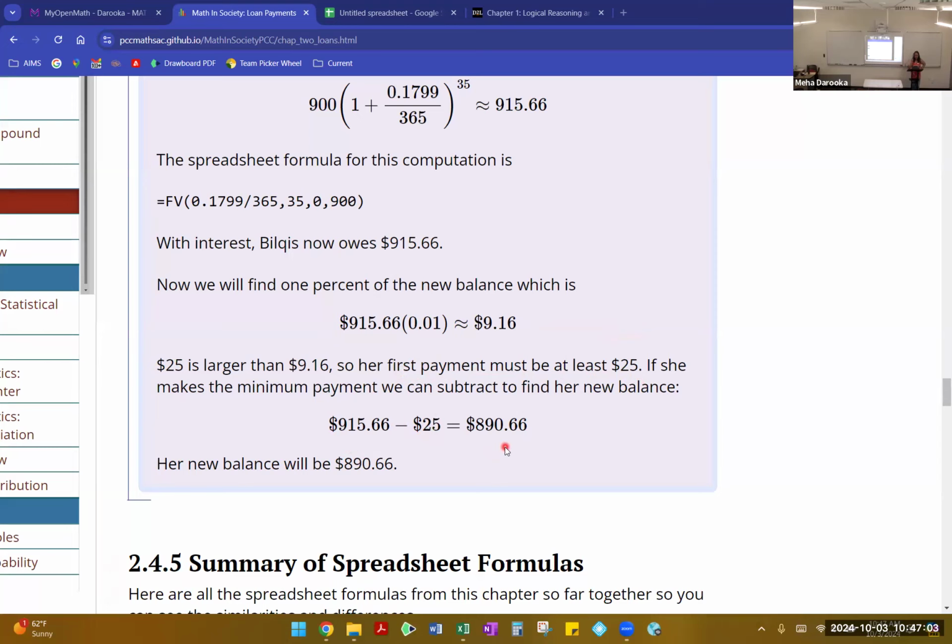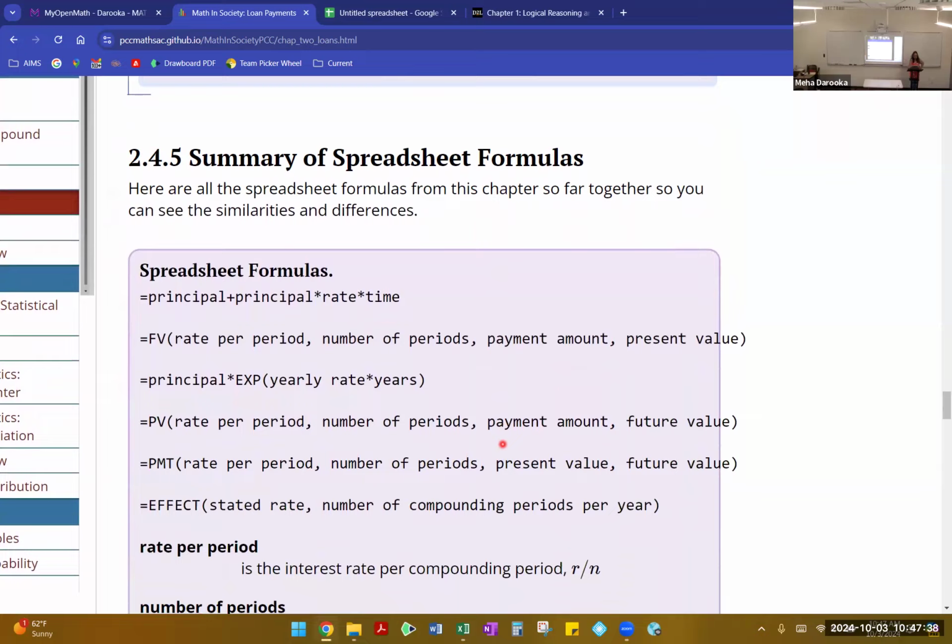That means once you make that payment, the balance on the account will be $890.66. So you can see how this was a two-tiered calculation. We first had to figure out what the balance in the account would be once that APR is applied. And then based on that balance, you calculated the 1%. If that dollar amount had come out larger than 25, then that's what the minimum payment would have been. But since it only came out to be $9.16, the minimum payment has to be $25. Then subtract that and you get your balance for that account.